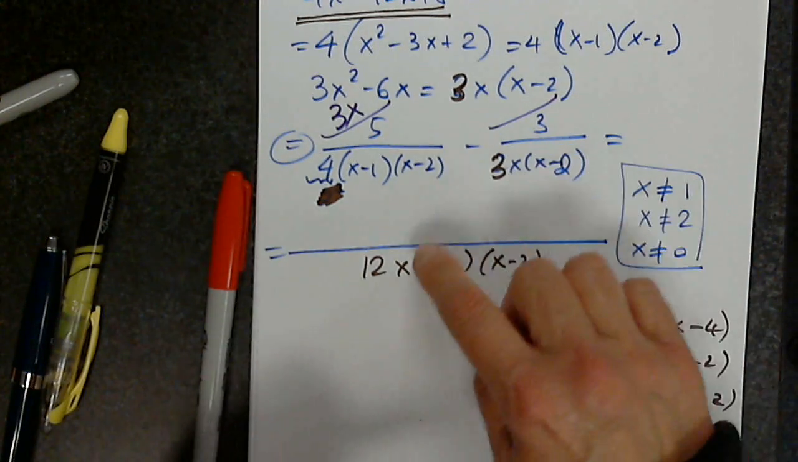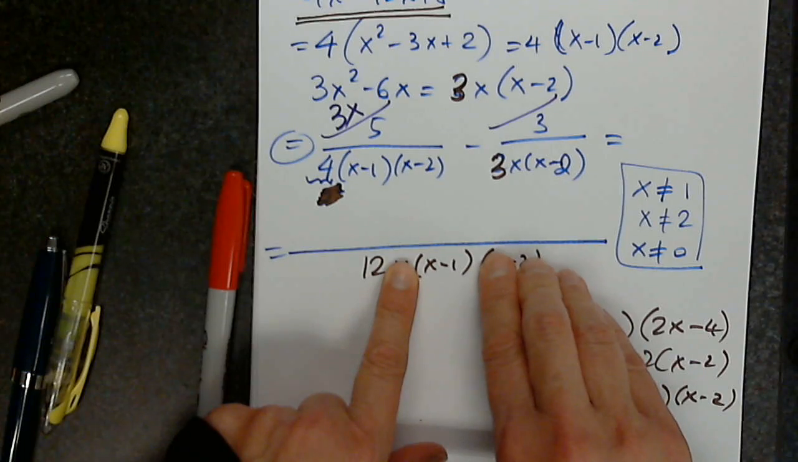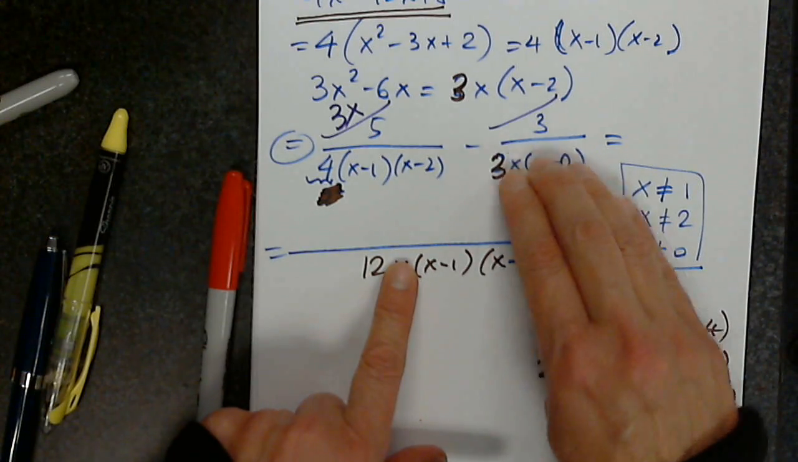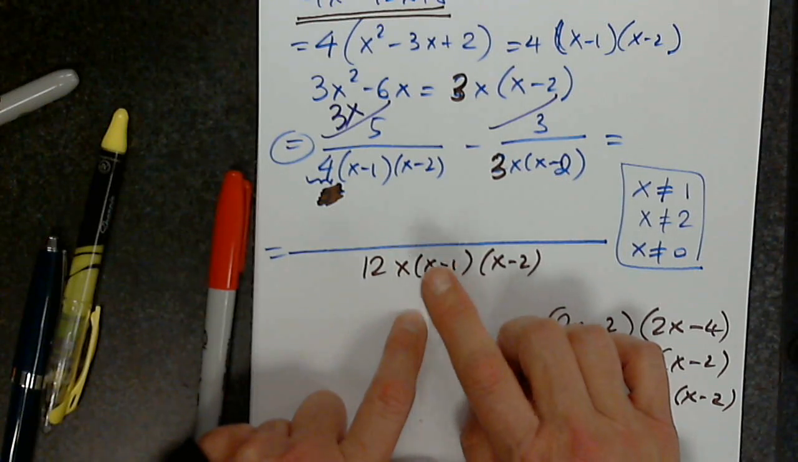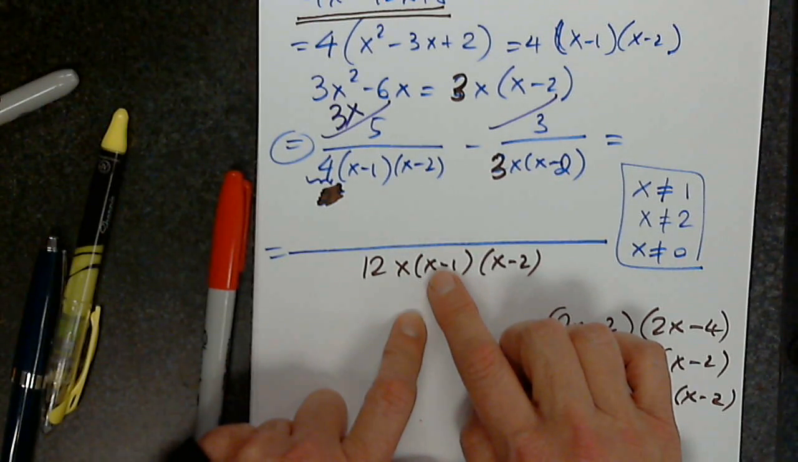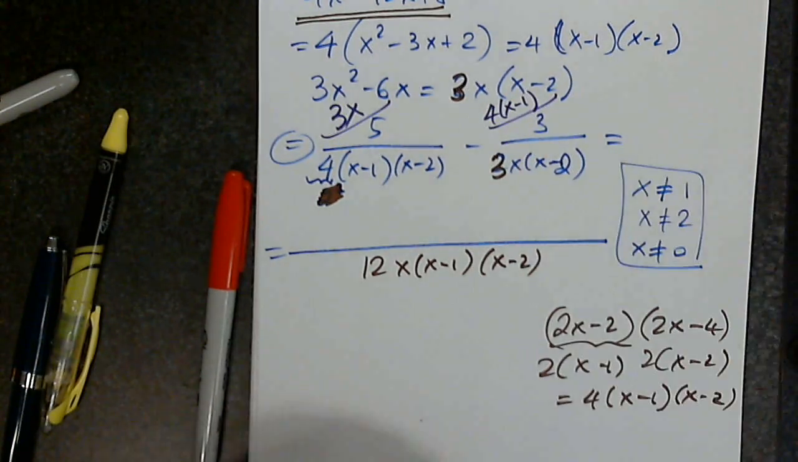x minus 2 is here. x is here. These are here. A 3 from the 12 is here. So these two are here. 4. Exactly. So 4 times the quantity x minus 1.